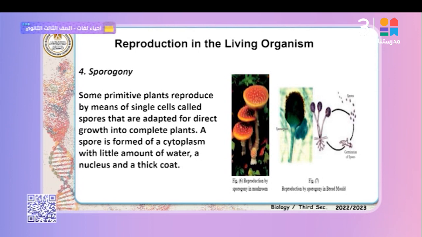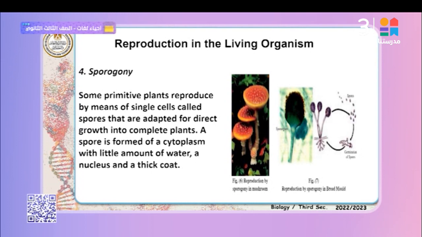Another type of reproduction is called sporogeny. This reproduction is considered the best type of asexual reproduction. Why? Because of wide distribution, it bears hard conditions, and it has the ability to transfer from one place to another. So the best type of asexual reproduction is sporogeny.